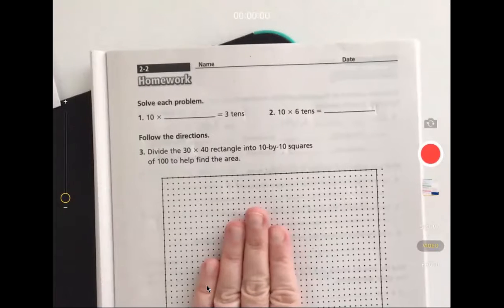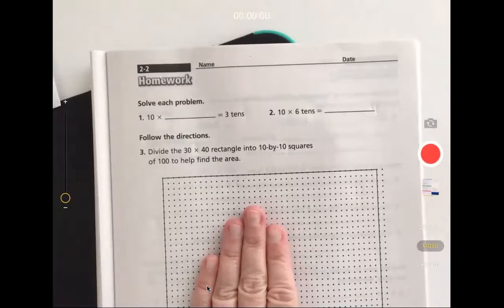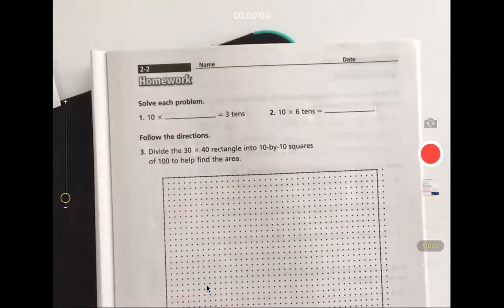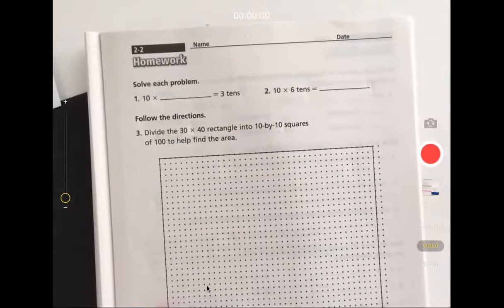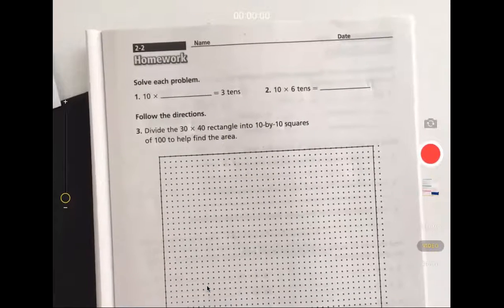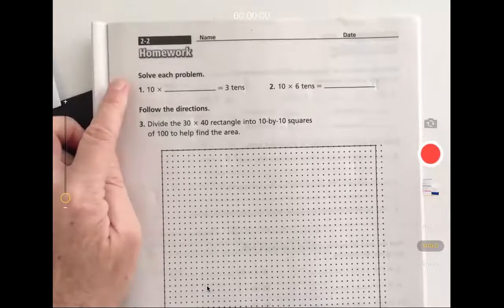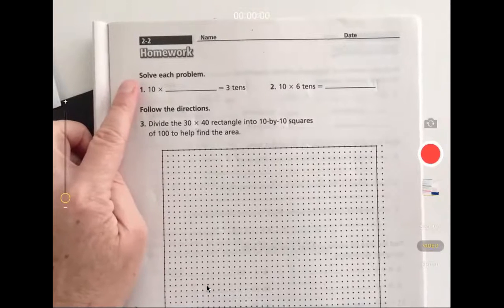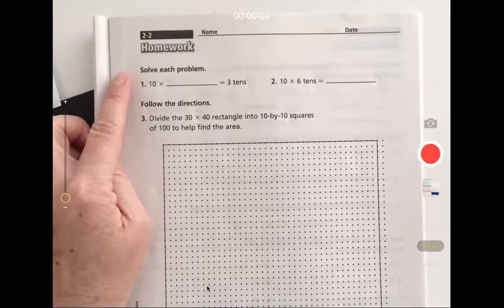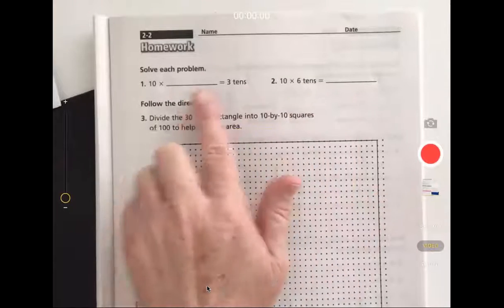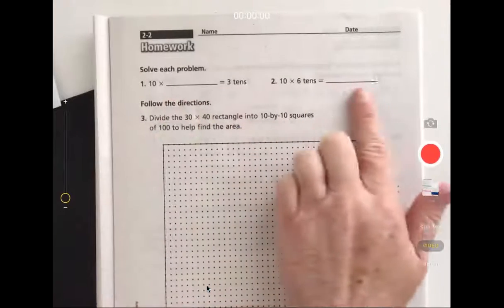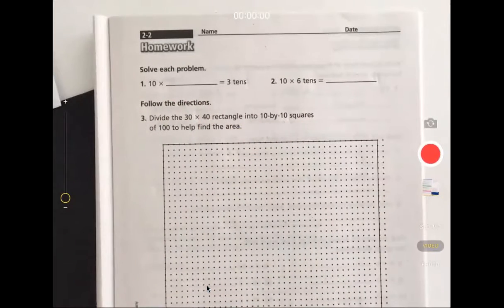I want to show you and talk to you about this homework side. You're going to do pages 31 and 32. 32 is always the remembering, it's review. Okay, so the first part asks you to solve each problem. There are different missing parts. I'm going to let you work those out. I believe you can solve those.